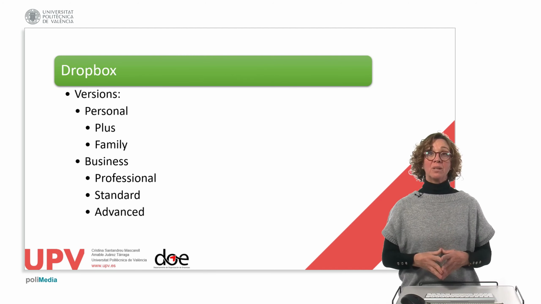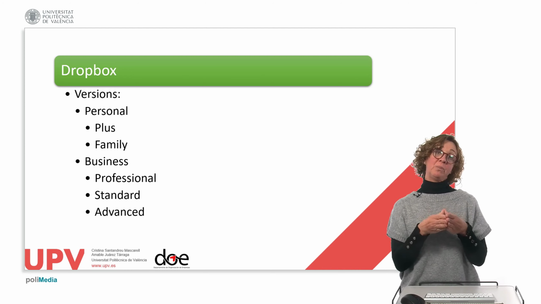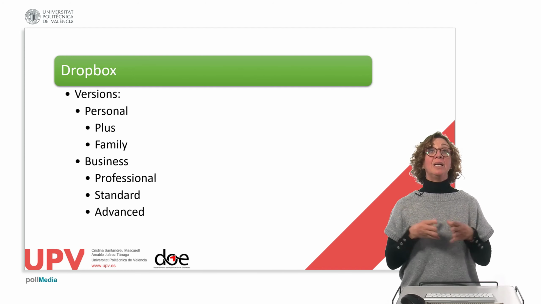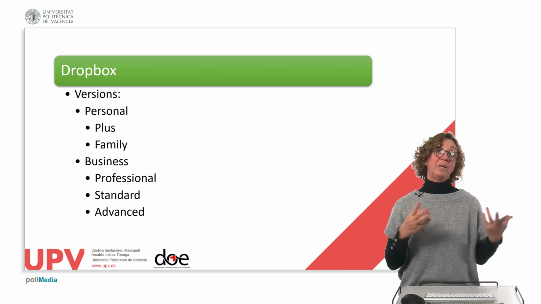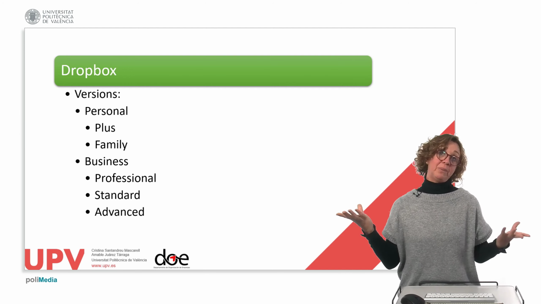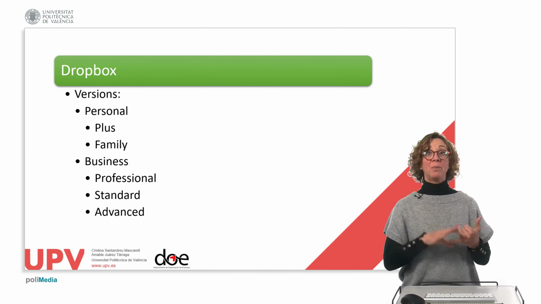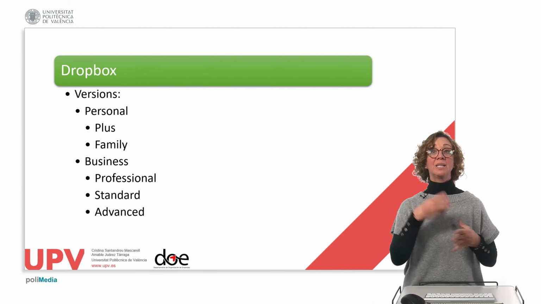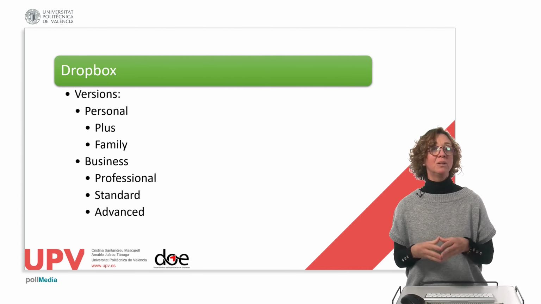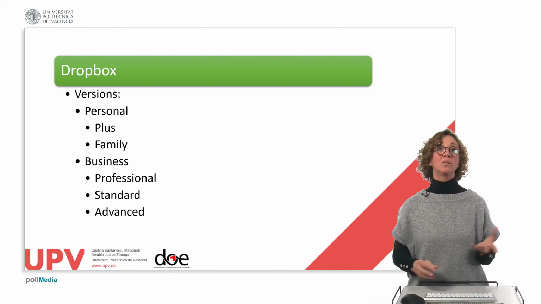The versions that we can find today are personal and business. In the personal, we find the plus for private users and the family for family use, and in business the professional plan for private uses, the standard plan for growing teams, and the advanced plan for large teams.